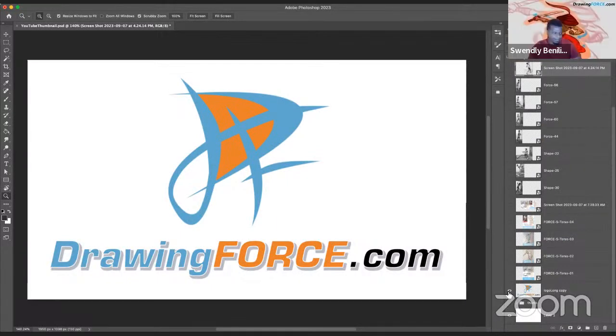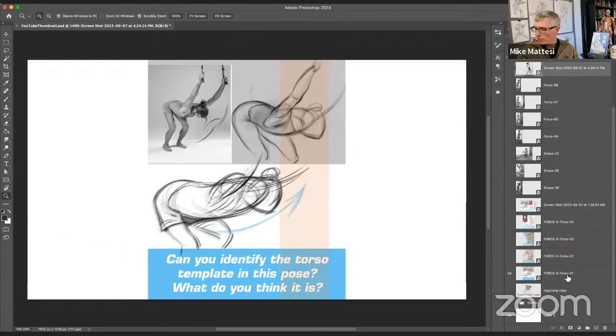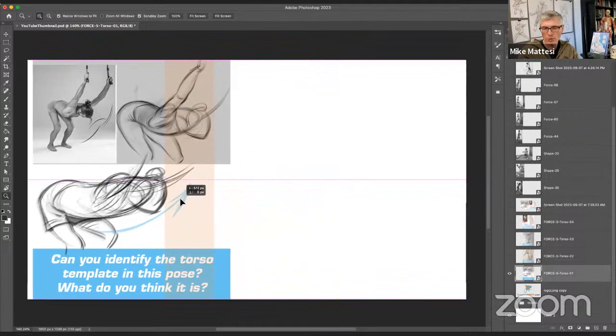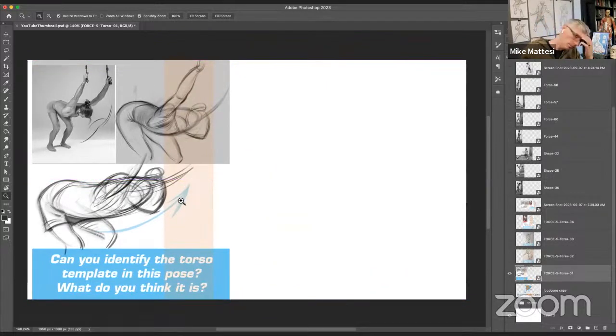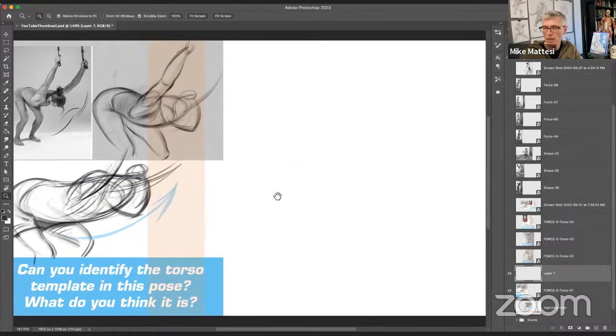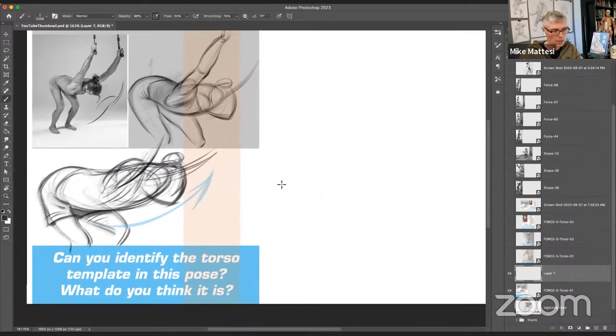All right. So I thought I would start with my post from this week. Swanley, Matunjay, and I have been posting in the lead up to today, trying to understand which torso template it is. So for those of you that were joining in on that, I thought I'd give you the answers today.